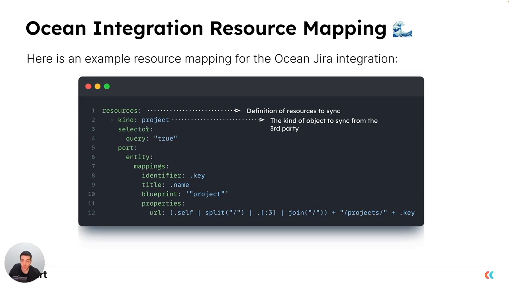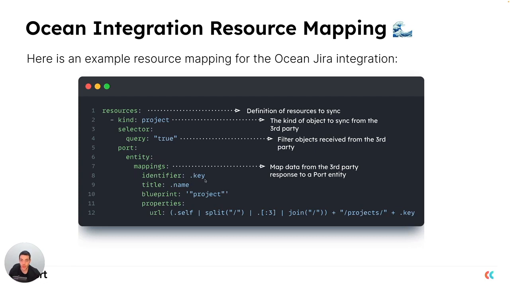In the example here, we can see the project kind provided by the Jira Ocean integration. The selector and query section allows you to filter objects received from the third party, so you can streamline the exact information that gets ingested into Port. And the mapping data is actually how you map information from the response received from the third party into your favorite Port entities. So for example, here you can see how we map the identifier, the title, we specify the exact blueprint that we want, and so on. And we can do this process by leveraging JQ, which if you're using Port for a while, you're probably already familiar with.